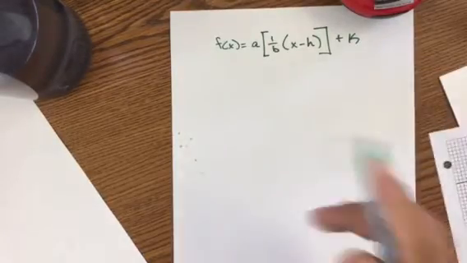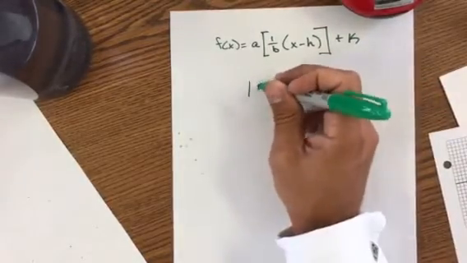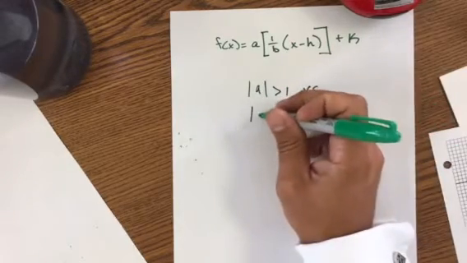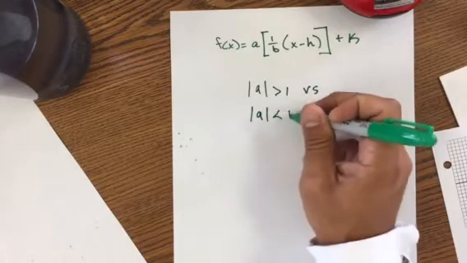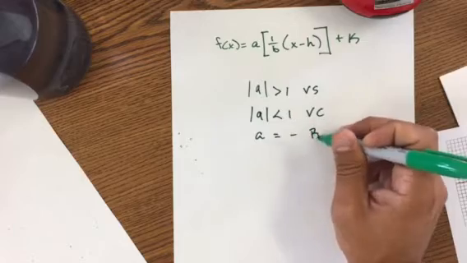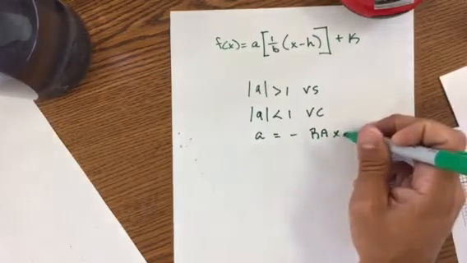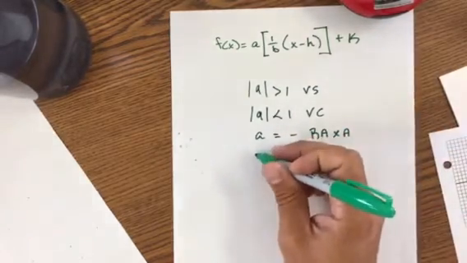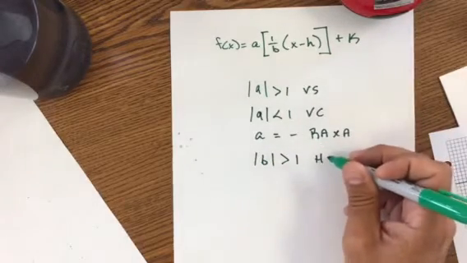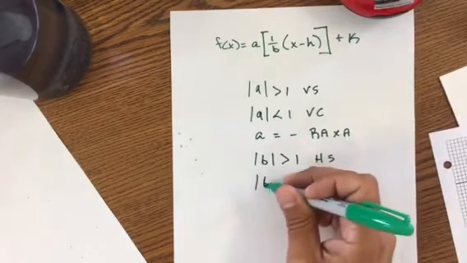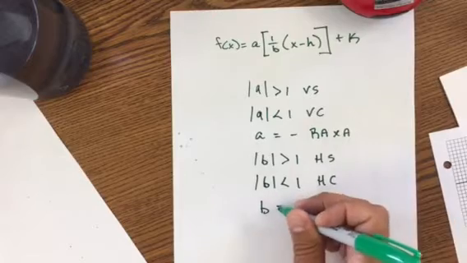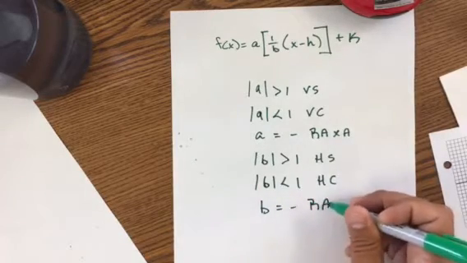We still have the same values that we did before. If the absolute value of a is greater than 1, that's a vertical stretch. If the absolute value of a is less than 1, that's a vertical compression. If a is negative, it's reflected across the x-axis. If the absolute value of b is greater than 1, it's a horizontal stretch. If the absolute value of b is less than 1, it's a horizontal compression. If b is negative, it's reflected across the y-axis.